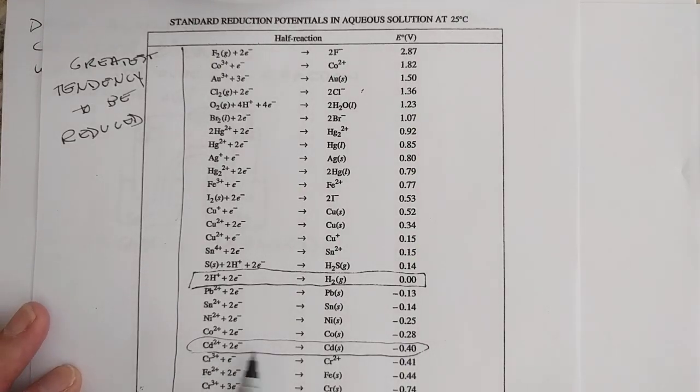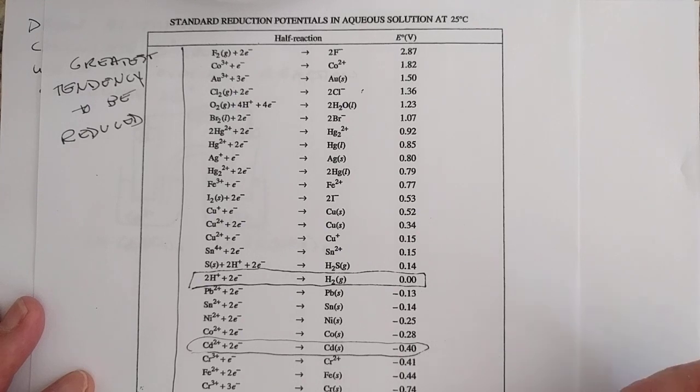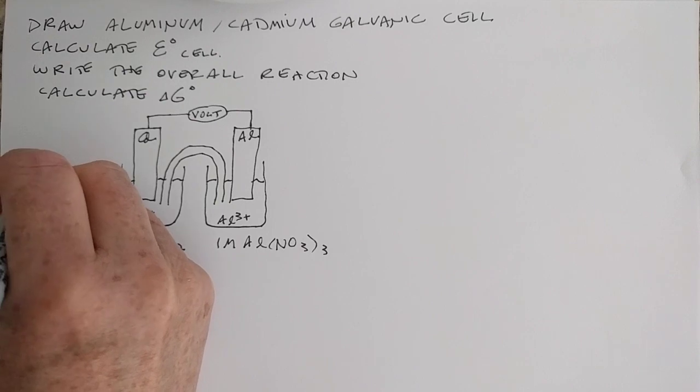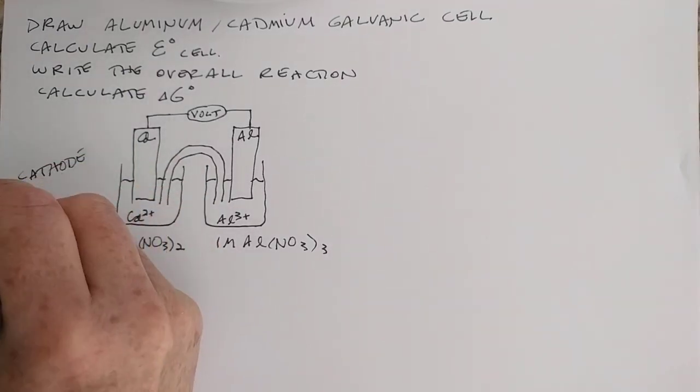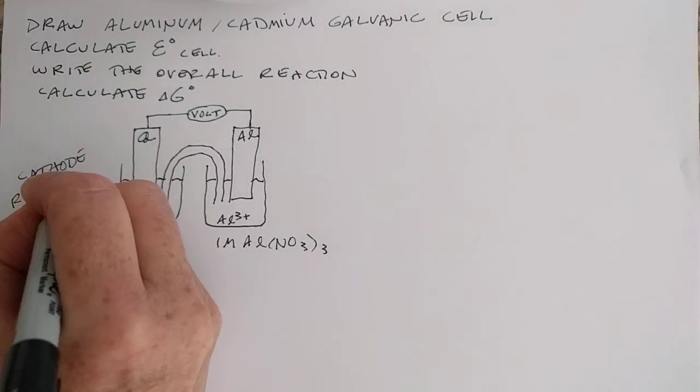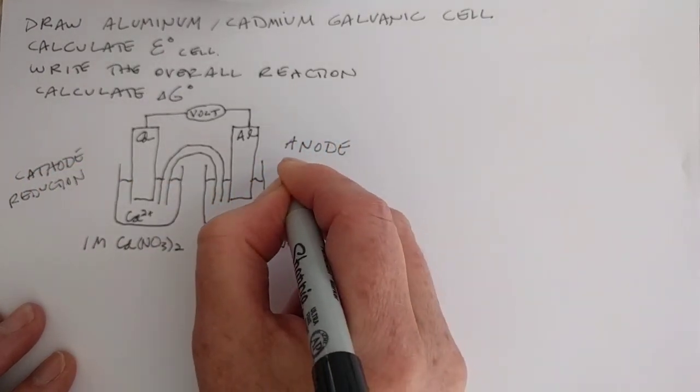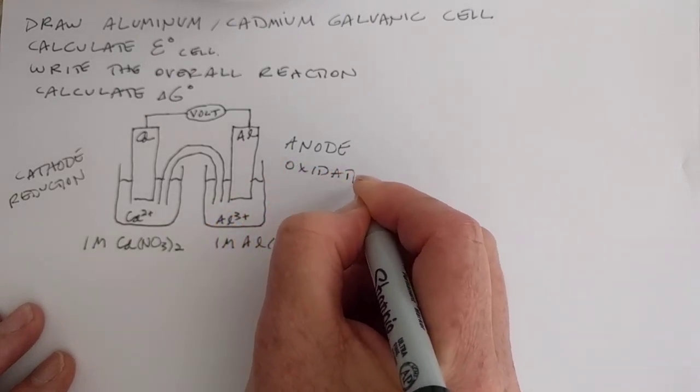So the cadmium has the higher reduction potential. Even though they're both negative, this one is a less negative value. So this is a higher reduction potential. This means that the cadmium is going to be reduced, and that is our cathode. So this then, with the cadmium, is our cathode, where we have reduction. So the aluminum must be the anode, where we have oxidation.